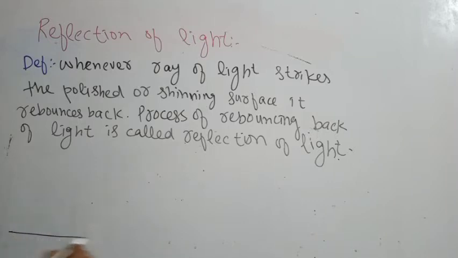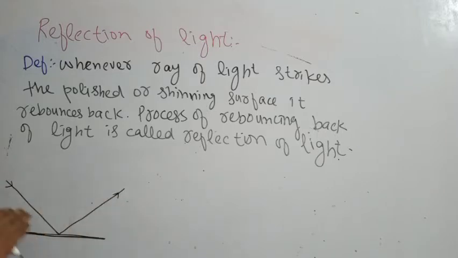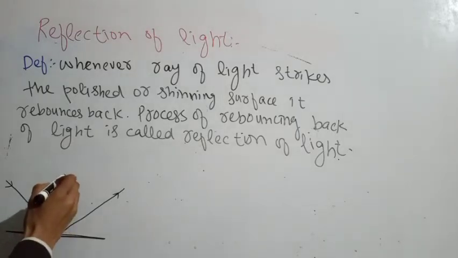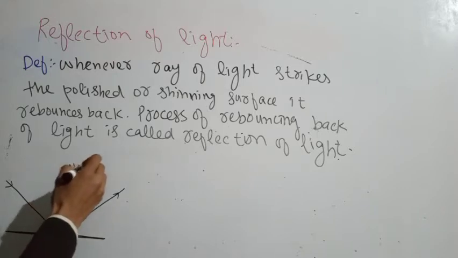So this one is the shining surface or polished surface, and here the ray of light strikes, and when it strikes it rebounds back in the air. I am also drawing the arrows on the ray of light to show the direction in which the ray is coming and in which the ray is going. I have drawn these arrows. And this line, this one is the normal line.